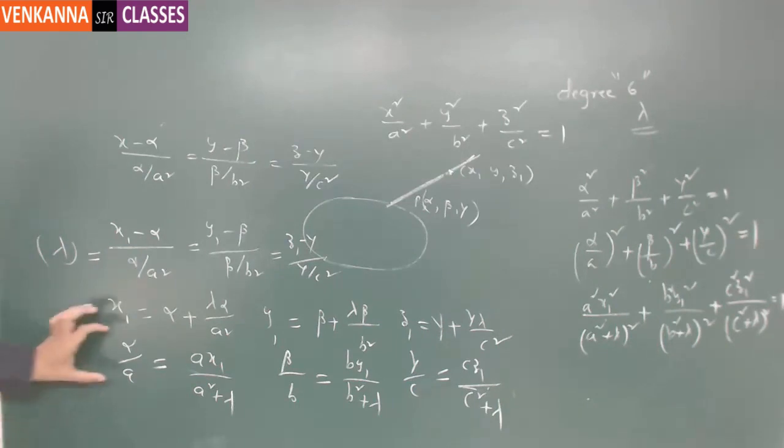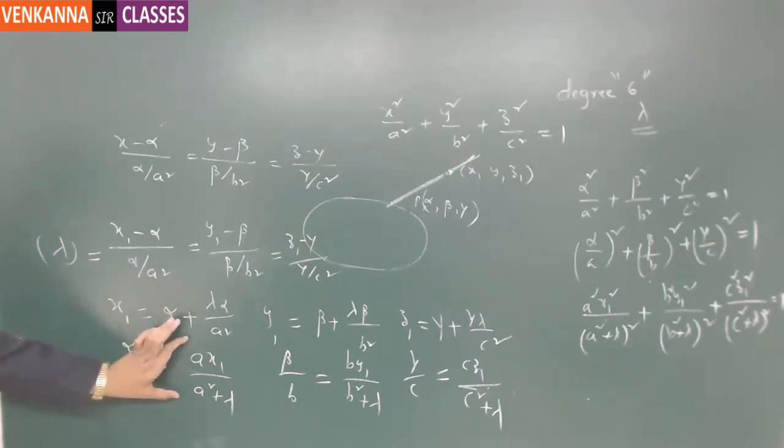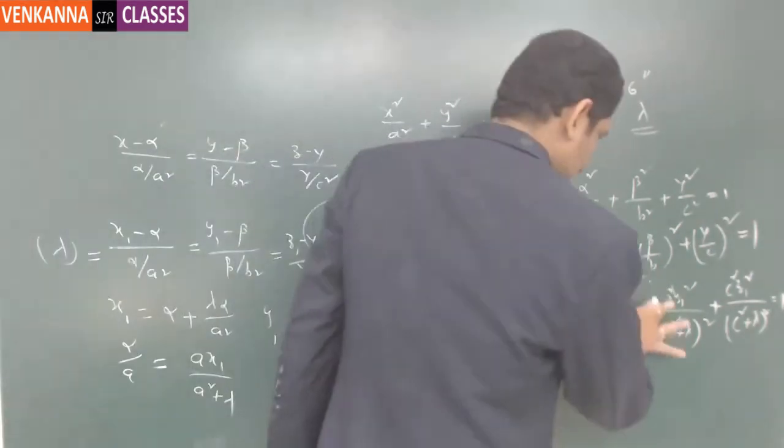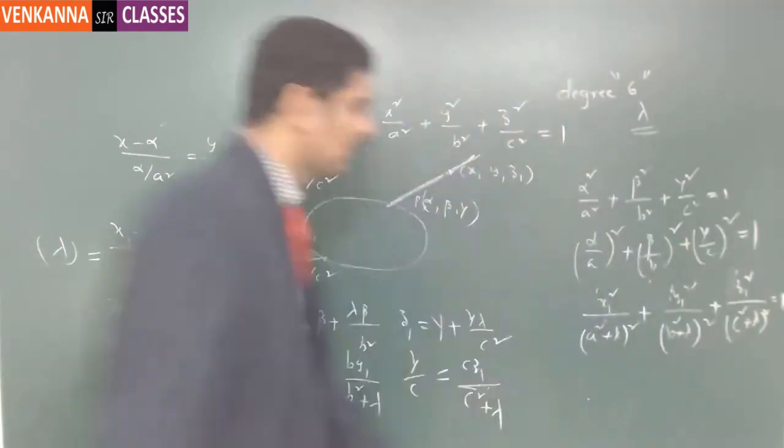Actually, alpha by a whole square means this total value whole square, isn't it? So you are saying that x1 square by a square plus lambda whole square, y1 square by b square plus lambda whole square, and z1 square by c square plus lambda whole square is equal to 1. That is what we're saying, right? Because a square gets cancelled, right? Let us remove that. You agree with this locus?